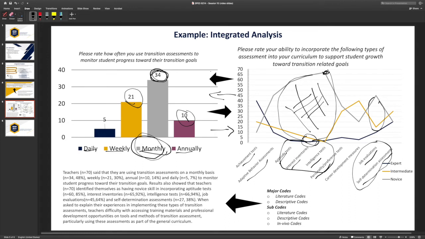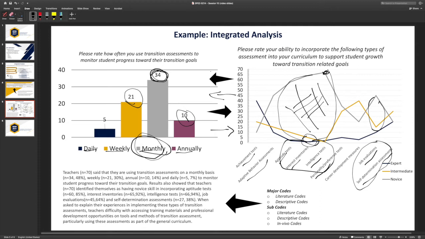This is great. So now what we want to do is look at our qualitative information to help us understand the lived experience that teachers are having, at least in this example, when they're implementing these particular evidence-based practices related to transition assessment. So what we really want to know here is when practitioners, and so in this example, teachers, are using aptitude tests, interest inventories, and intelligence tests, or job evaluations, self-determination assessments to support student progress towards transition goals within the general curriculum.